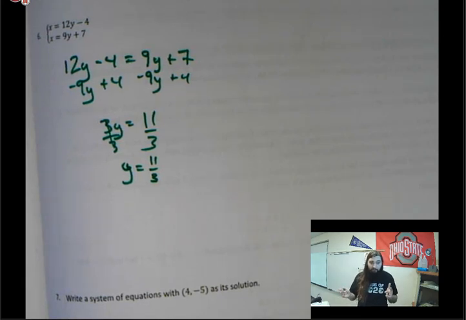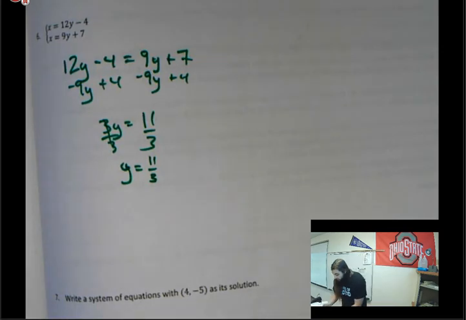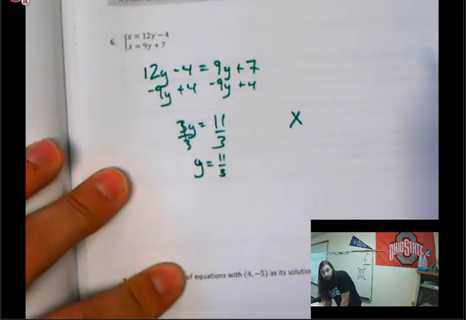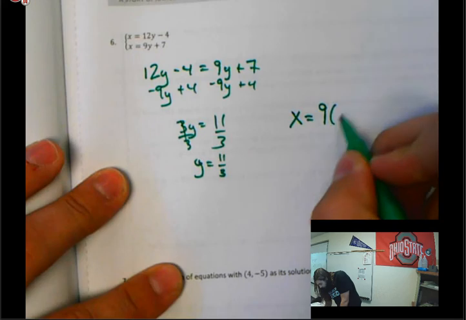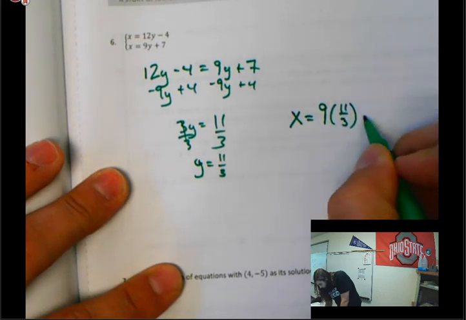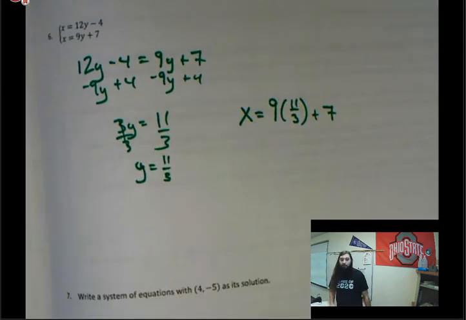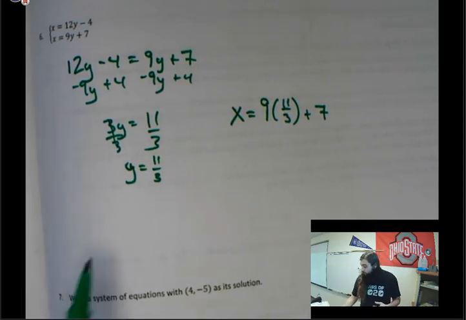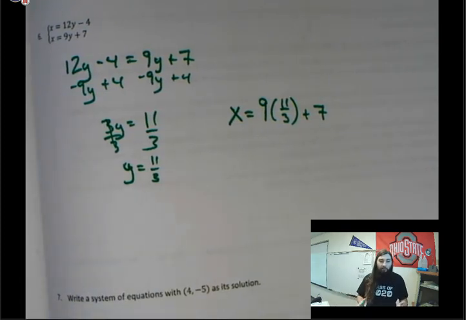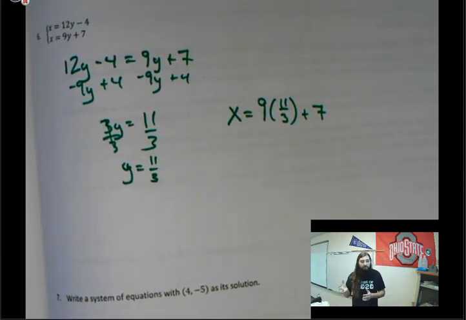Now we have a value for y. So we take y, plug it into our equation. I'm going to take the bottom one here. So x equals 9 times 11/3 plus 7. Now I'm going to solve for x. Whichever one we plug this value for y into, it's going to give us the same value for x. It doesn't matter. We're going to get the same thing.